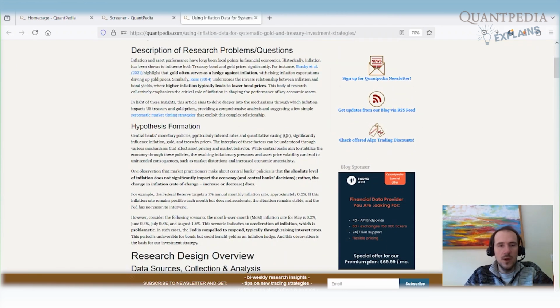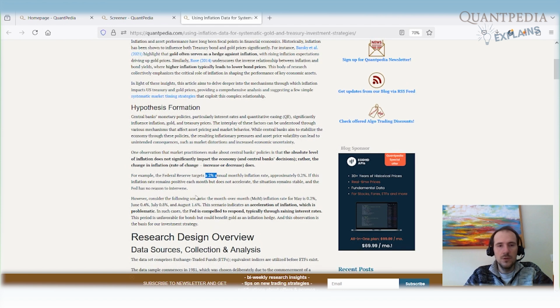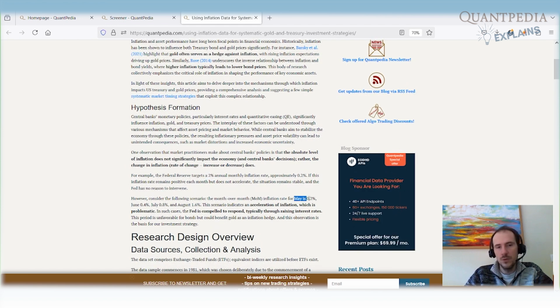As I mentioned before, our observation is that the absolute level of inflation doesn't significantly impact the economy and the central bank's decisions. Rather it is the change in inflation, so the rate of change, increase or decrease. For example, if the Federal Reserve has a target of 2%, then consider the following scenario. Month-over-month inflation for May is 0.2, for June is 0.4, for July 0.8, and for August is 1.6.